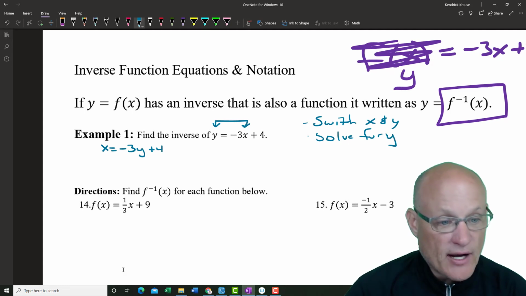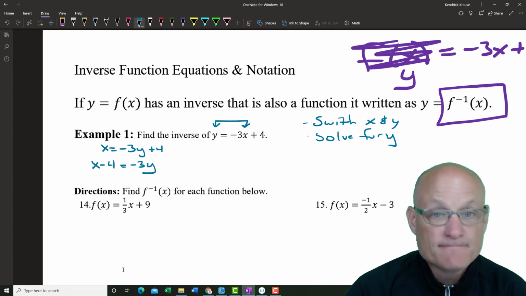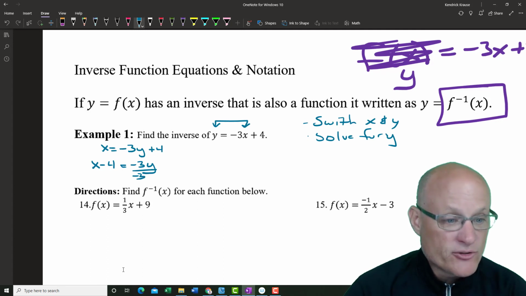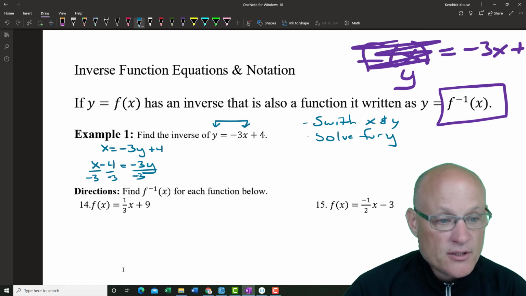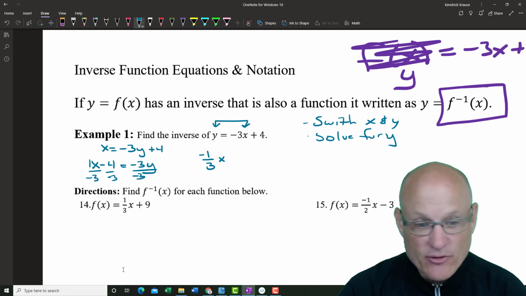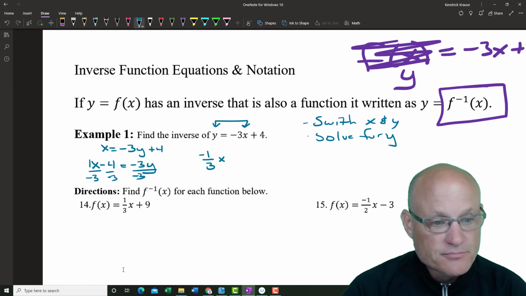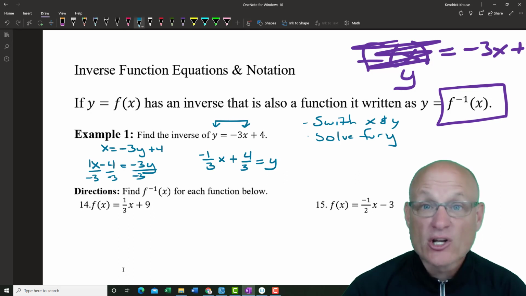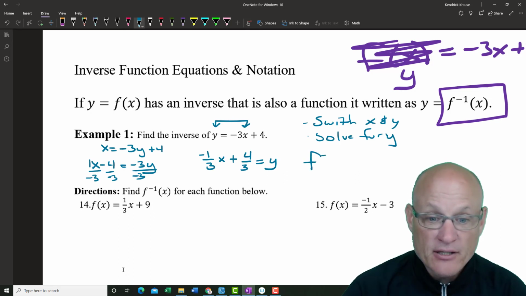So to solve for y, I'll subtract 4, so I get x minus 4 equals negative 3y. Divide by negative 3, and I want you to get in the habit of dividing each piece by negative 3. So I end up with negative 1/3 x, right? Because remember there's a 1 right here. And I never leave negatives in the denominator. So negative 1/3 x plus 4/3 is equal to y. And then I want you to get in the habit of writing an inverse notation. F inverse of x is equal to negative 1/3 x plus 4/3.